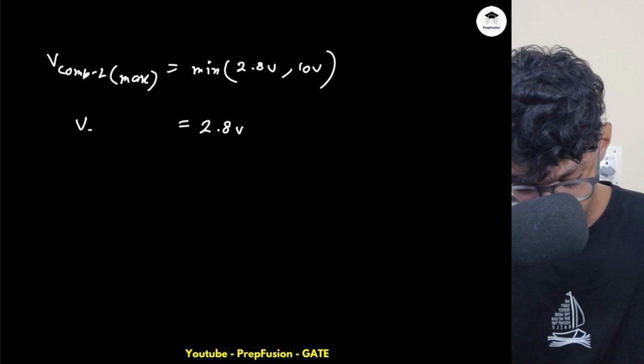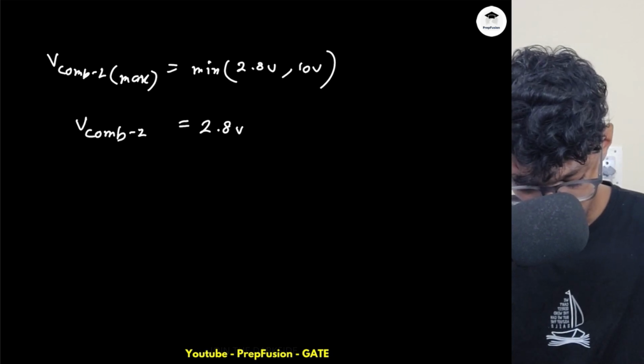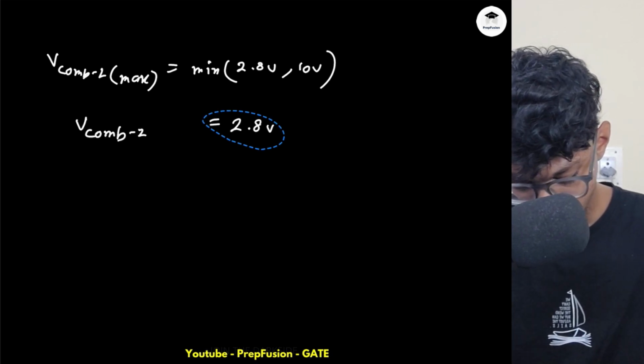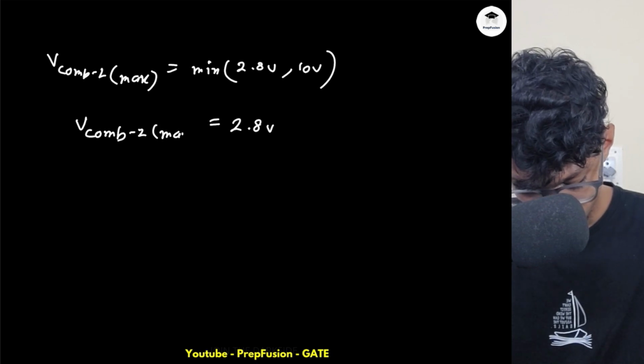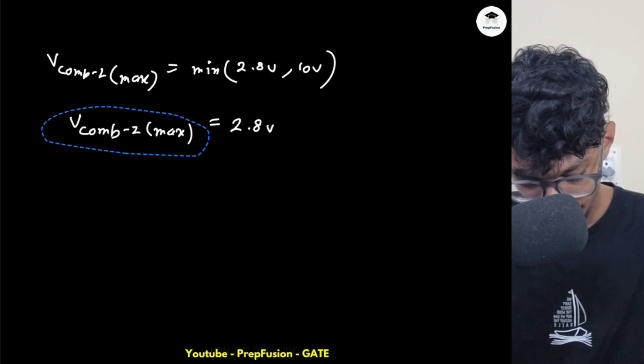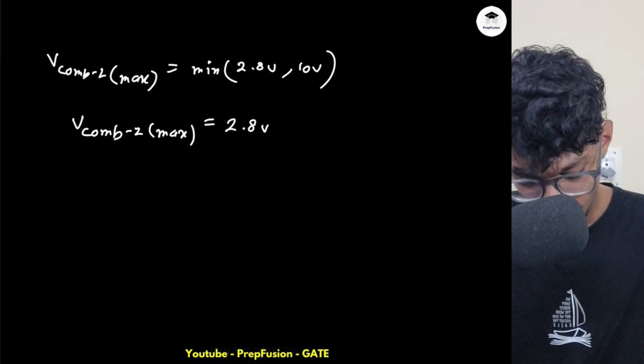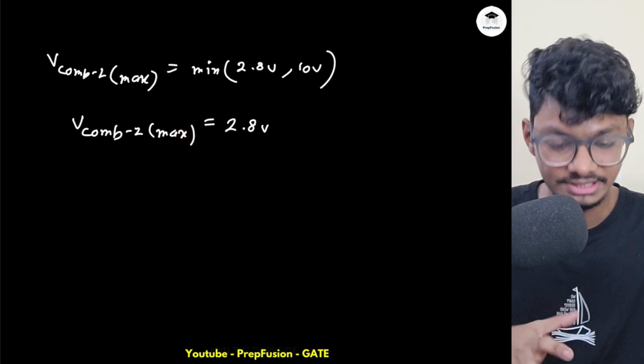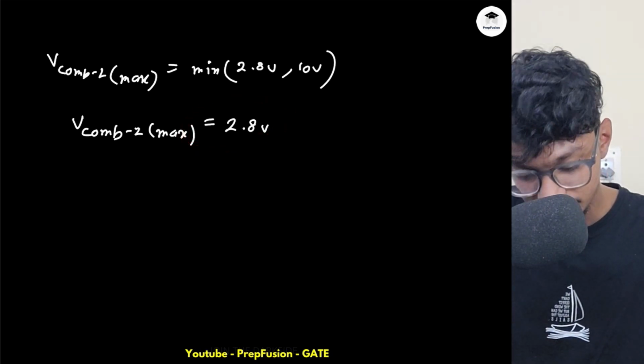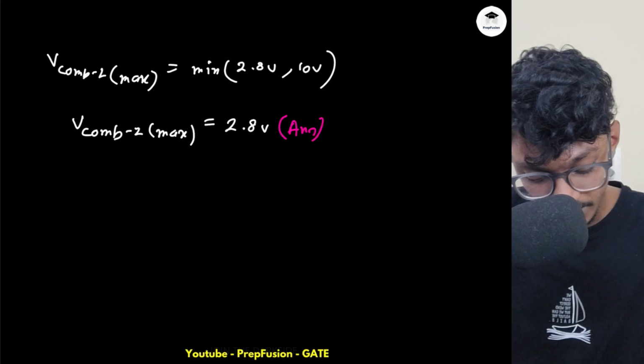it will become 2.8 volts. This is the V comp 2 max. Okay, so this is the 2.8 volts basically that I get. So this is actually the answer. This is the actual answer. This is the maximum voltage that I can apply.